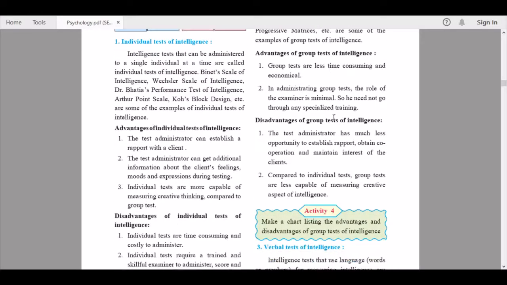The disadvantages of group tests of intelligence are given. The test administrator has much less opportunity to establish rapport, obtain cooperation, and maintain interest of the clients. Second pointer, compared to individual tests, group tests are less capable of measuring creative aspects of intelligence. So to get a much more efficient intelligence test, you should go for the individual one, as with group tests the administrators cannot form a good rapport with the client and can't get a better understanding of what the intelligence of an individual is.